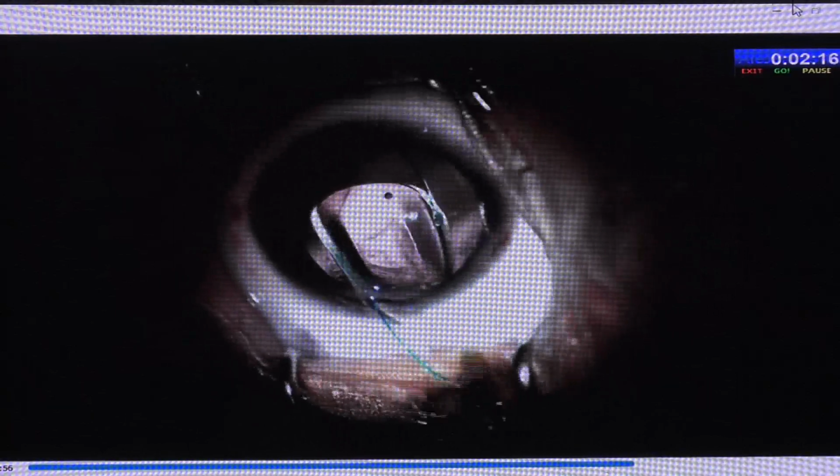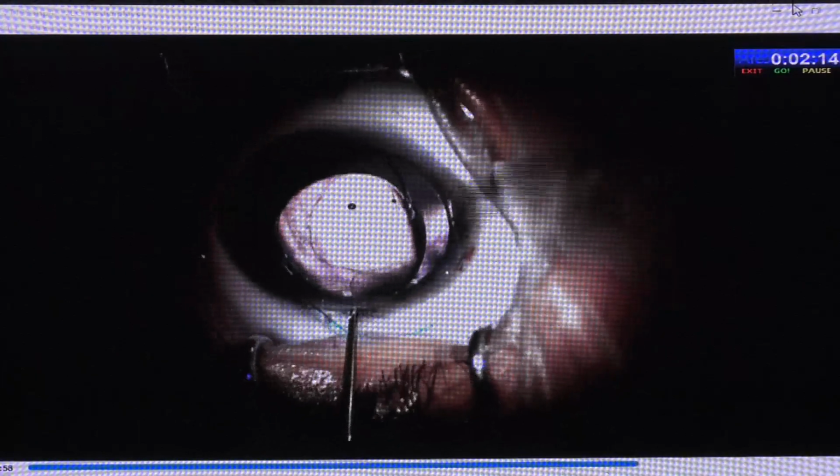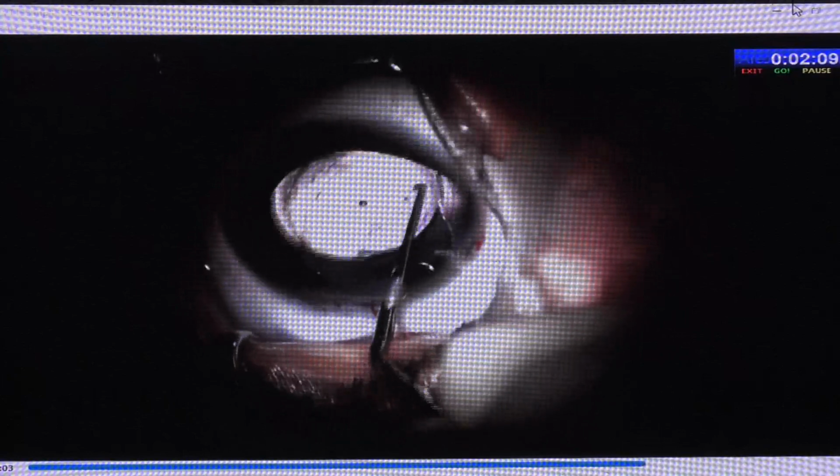PCIOL is injected in the sulcus and dialed carefully. IOL is then captured with anterior capsular rhexis.